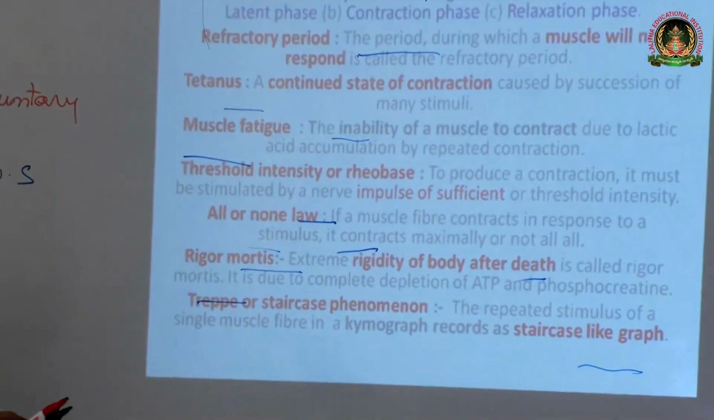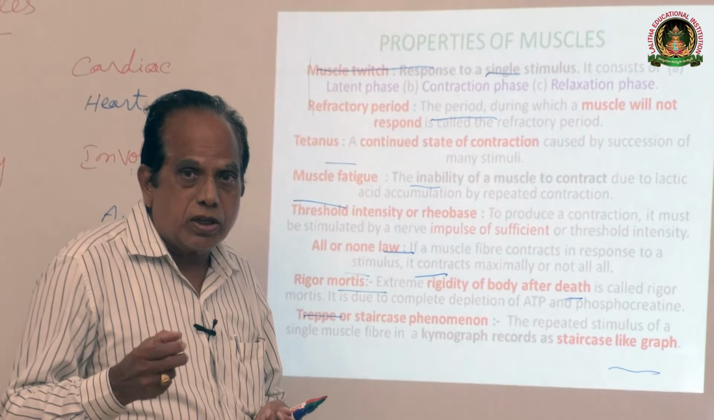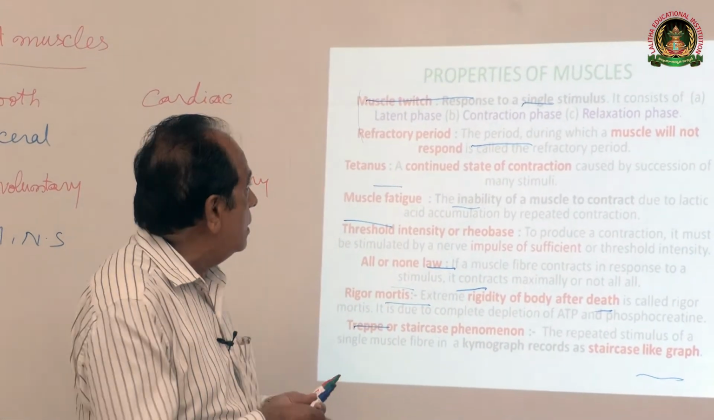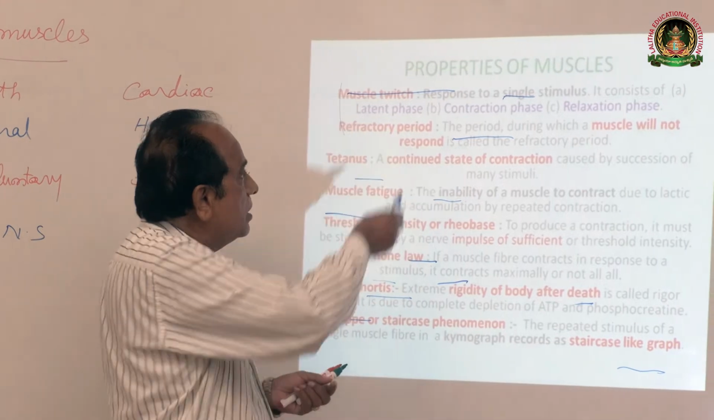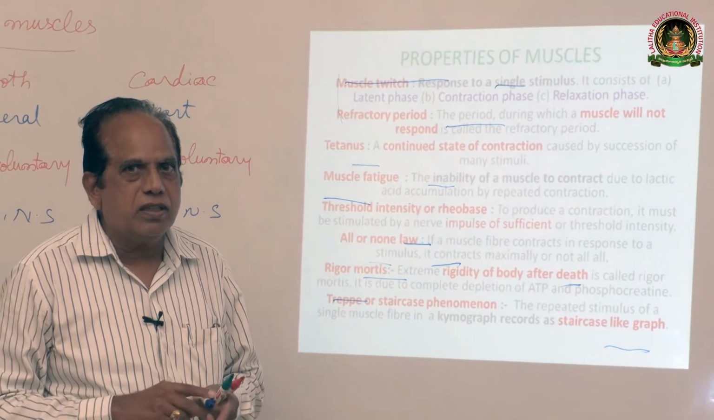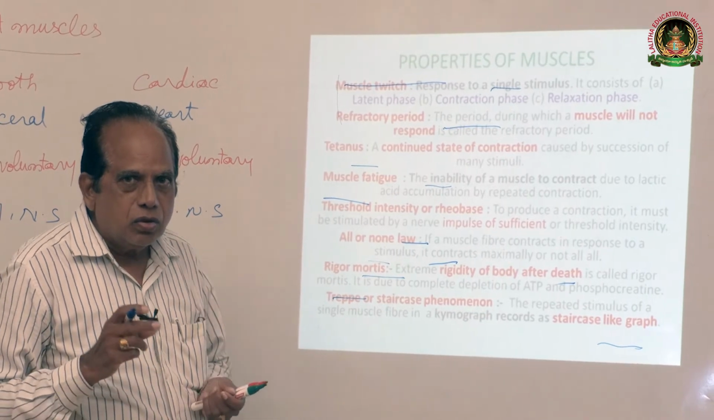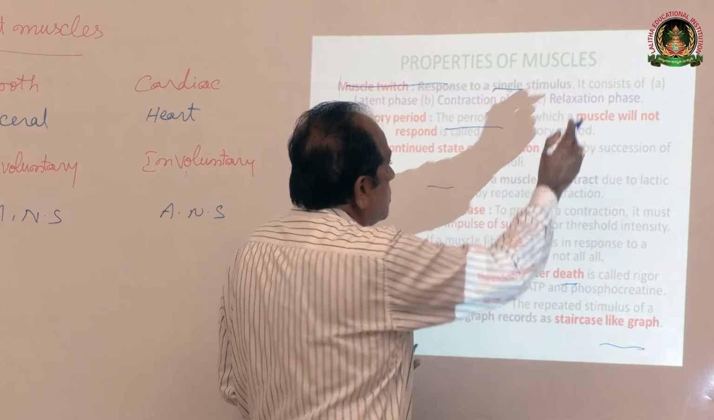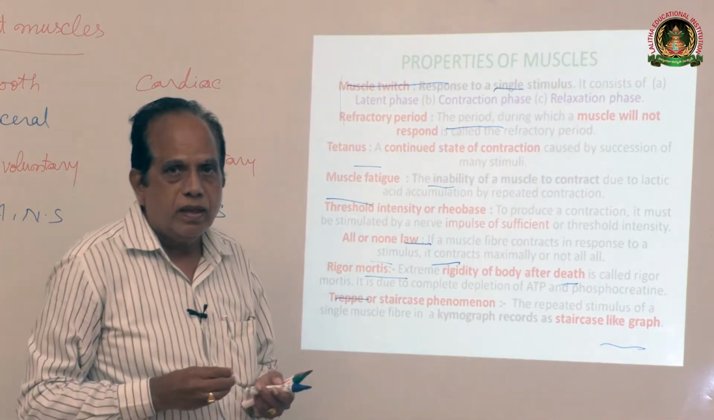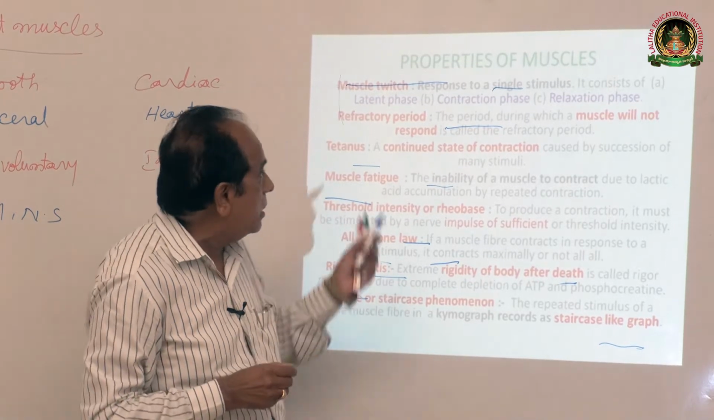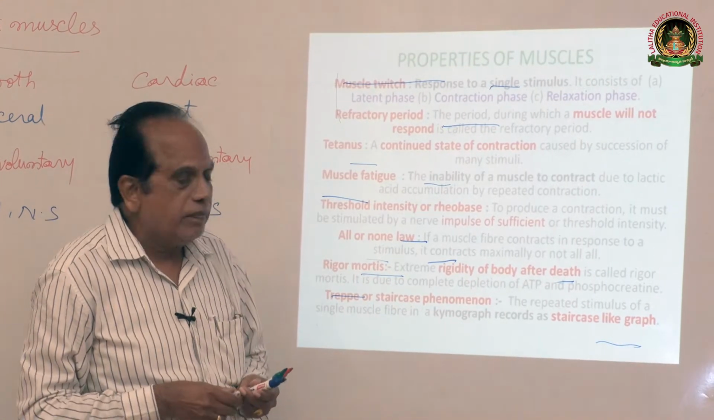Now, if you observe the properties of the different muscles which are present in the different organs of the body, definitely it is because of the contraction they exhibit one or another type of movement. Muscle twitch. So, simple contraction of a muscle in response to a single stimulus is referred to as muscle twitch.